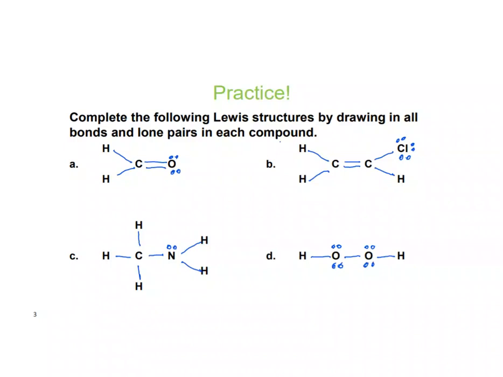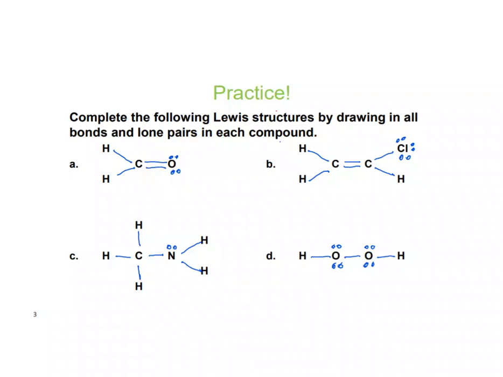Okay, so here are the answers. Notice that with these, I'm always following those common bonding patterns. So for example, let's look at the carbon in A. We know that carbon needs to have 4 bonds around it and no lone pairs. So we're going to count and see that we've satisfied that. So it has 1, 2, 3, 4. Again, this is a double bond right there. Making that double bond between the carbon and the oxygen is the only way that we can get carbon to have 4 bonds and oxygen to have 2 bonds.